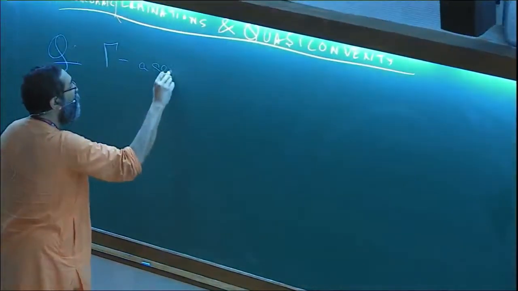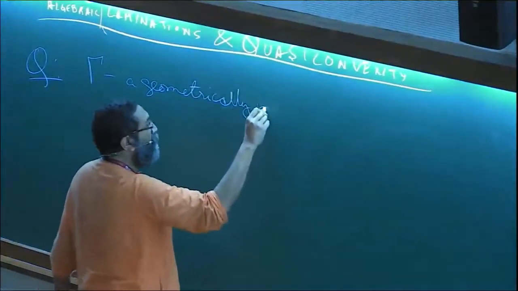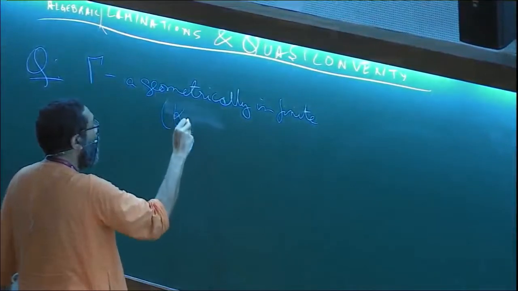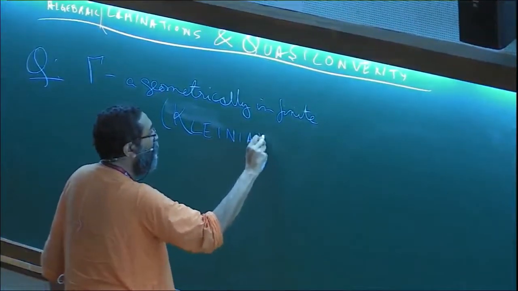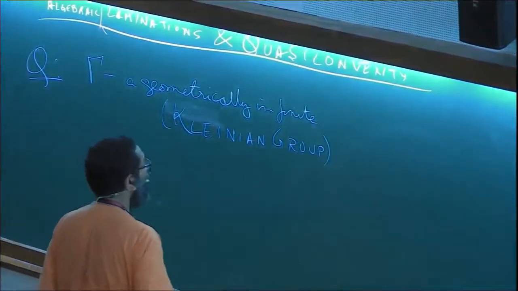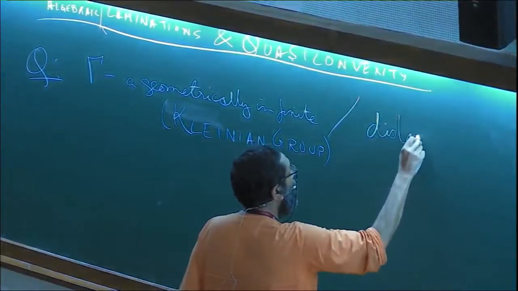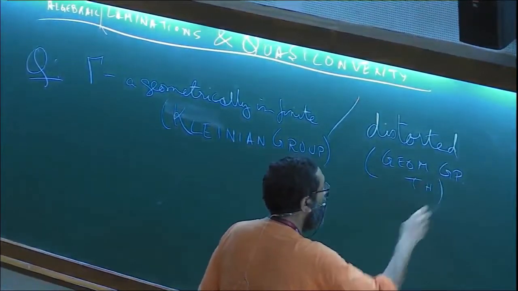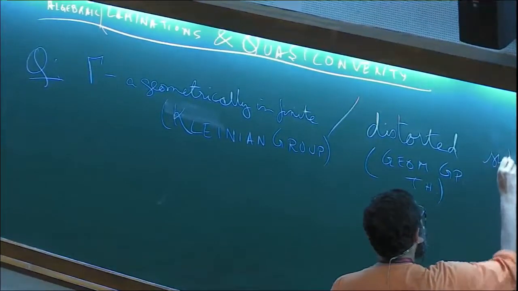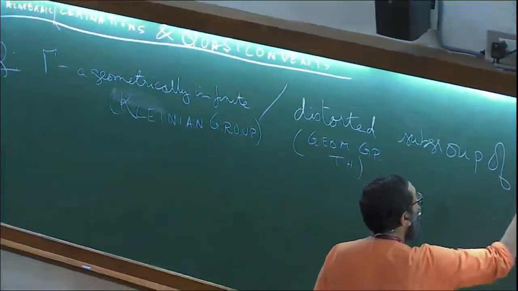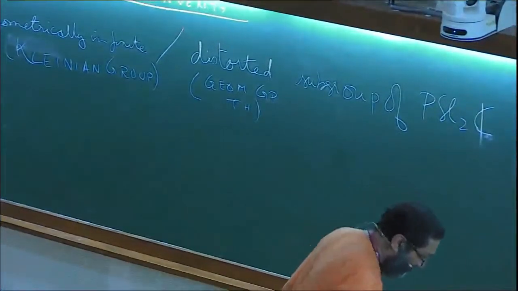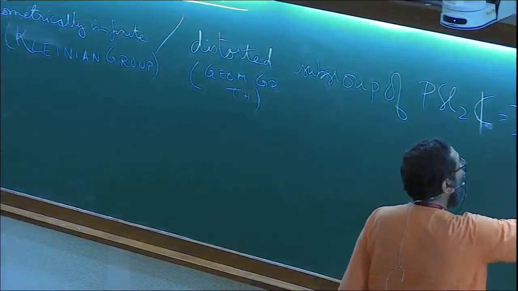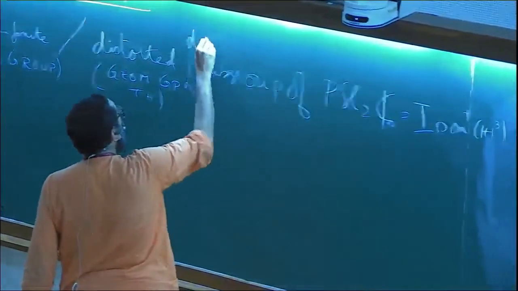This is a geometrically infinite, this is the Kleinian group terminology, or distorted, this is the geometric group theory terminology. Subgroup of PSL2C equal to Isom plus of H3, distorted discrete subgroup.